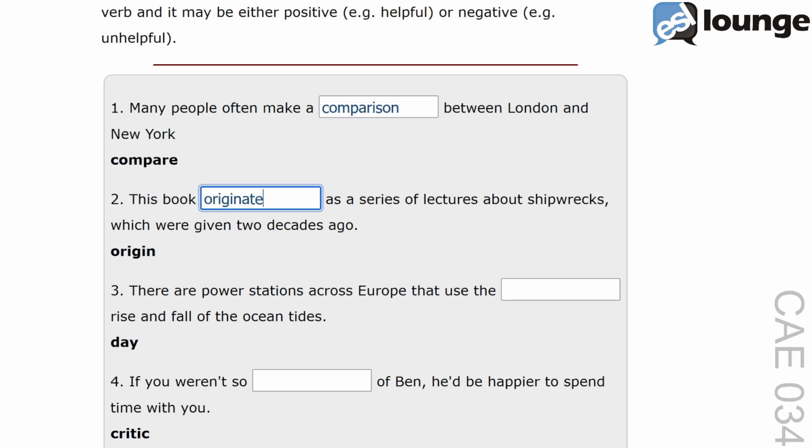Originated is the past tense of the verb originate, meaning to begin or start. It describes the initial point or source from which something develops. For example, the tradition originated in ancient times.